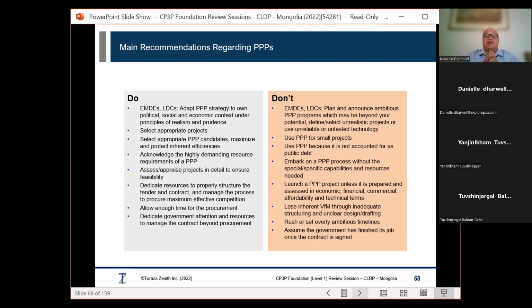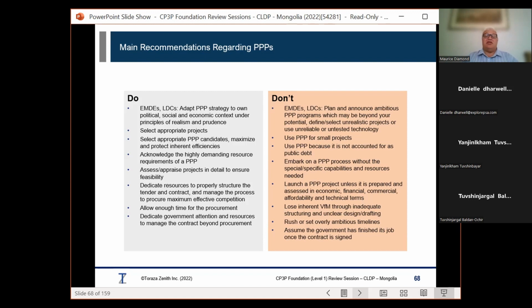So remember, in the guide it says don't use PPP for small projects. Don't use PPP because it's not accounted for as public debt. Do you remember I was telling you that certain national governments in a federal structure sometimes use PPP because it gets around that control total? Don't embark on a PPP process without the special or specific capabilities and resources needed. You need people who've really done PPPs before. Don't launch a PPP project until it's prepared. It says until it is prepared and assessed in economic, financial, commercial, affordability, and technical terms.